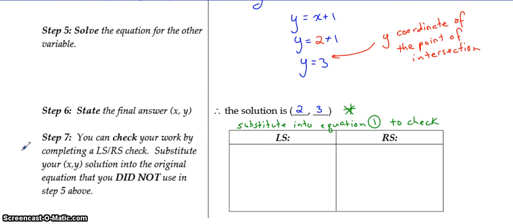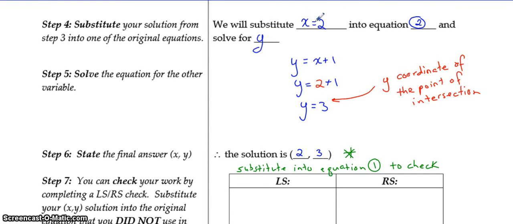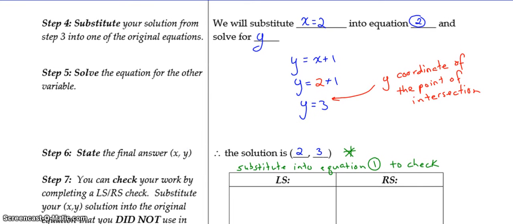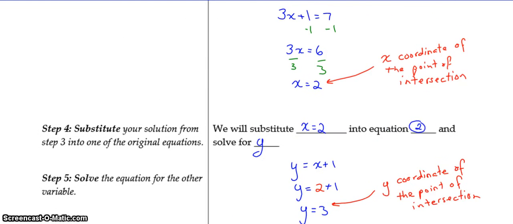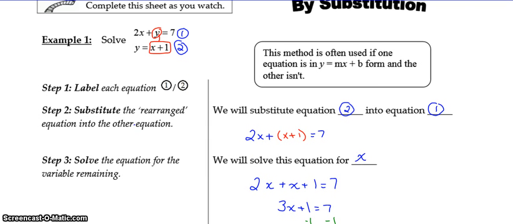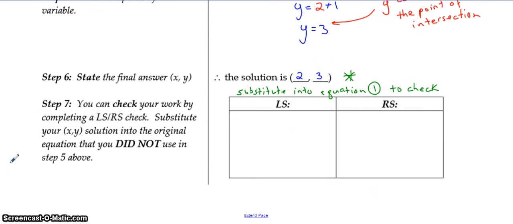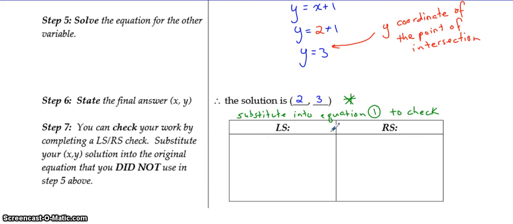The reason we're using equation 1 is because we already substituted the x into equation 2 to get our value of y. So we want to know that if we substituted those points into equation 1, we would get the same value. So equation 1 was 2x plus y equals 7. To do the check, you're going to use this little t-chart here. The left side was 2x plus y, and the right side was 7. So we're going to substitute 2 in for x and 3 in for y, and check to make sure we get 7.